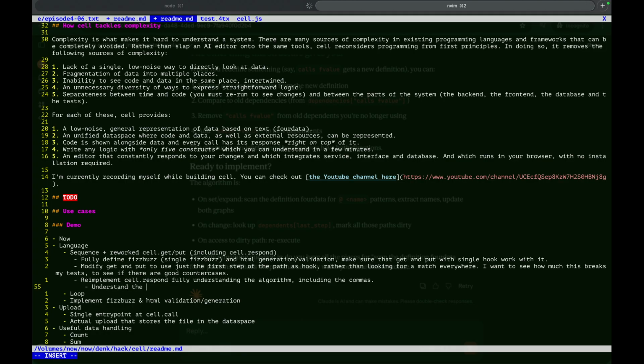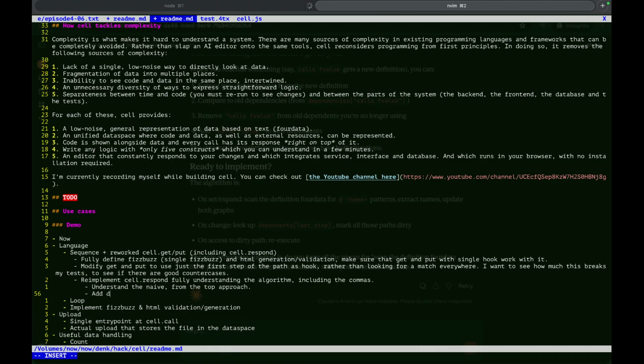Understand the naive from-the-top approach. Add dependencies to only redo what's necessary.